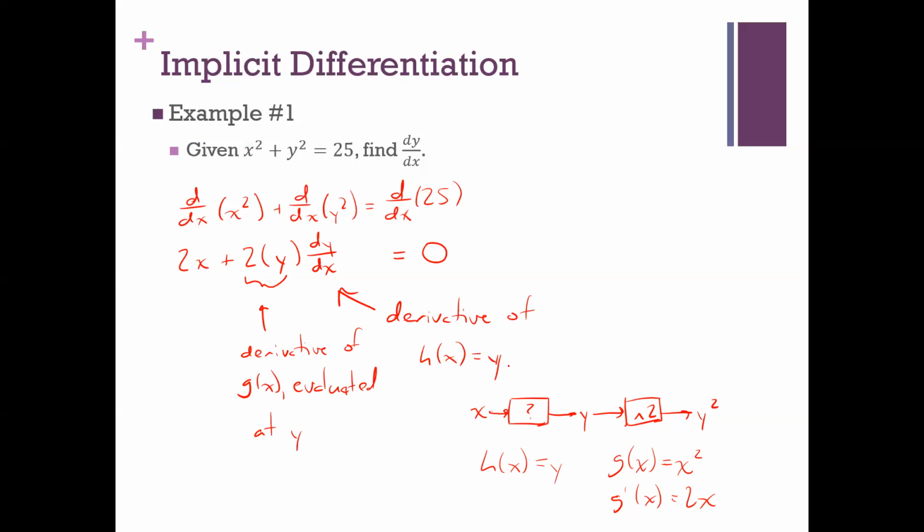All right, if we're okay with that, I really want to get dy dx. My whole goal here was to get to an explicit form of that derivative, dy dx. So how can I start working toward that? I'll subtract 2x. So I get 2y dy dx equals negative 2x. So what I get is dy dx equals negative x over y.